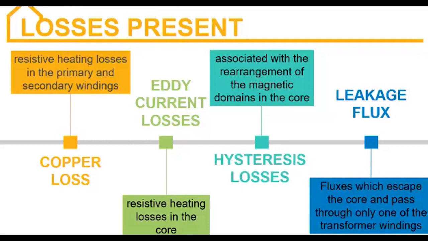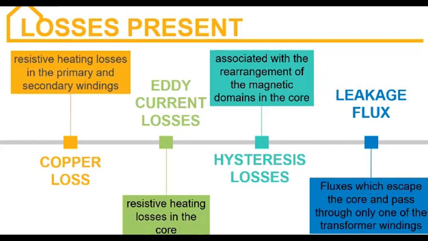Let us first discuss the losses present in a transformer. As you can see, there are four losses that are evident in the transformer. First is the copper loss. Copper losses are the resistive heating losses in the primary and secondary windings of the transformer. They are proportional to the square of the current in the windings. Next is the eddy current losses. Also resistive heating, but now it is in the core, as compared to copper loss, where resistive heating is in the windings or in the coils. Meanwhile, for the eddy current losses, it is in the core.